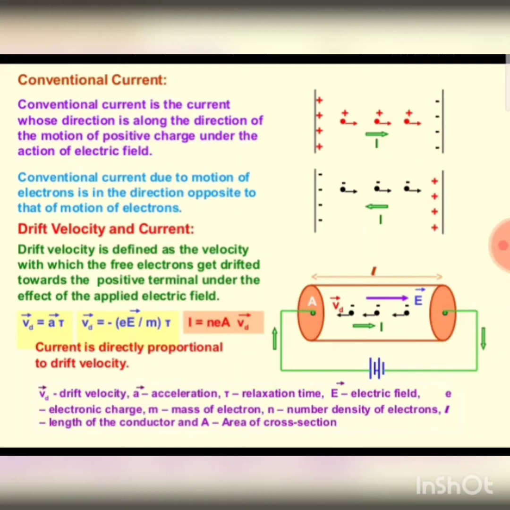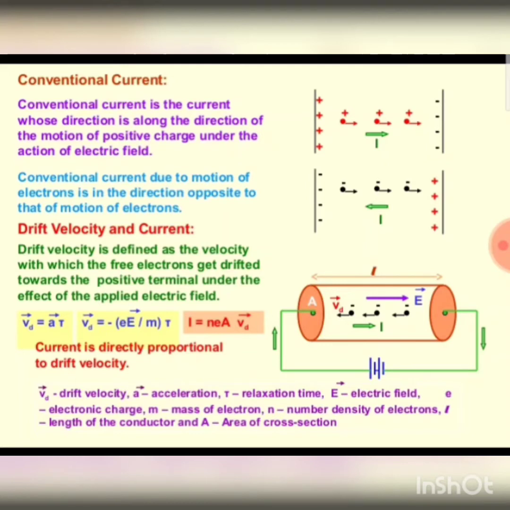Conventional current. Conventional current is the current whose direction is along the direction of the motion of positive charge under the action of the electric field. Conventional current, due to the motion of electrons, is in the direction opposite to the motion of the electrons. We know, which we have studied in 10th standard, the direction of conventional current is always opposite to the direction of motion of the electrons.